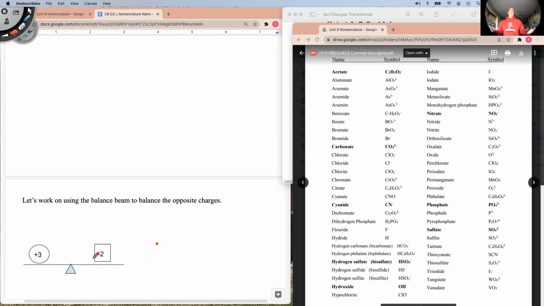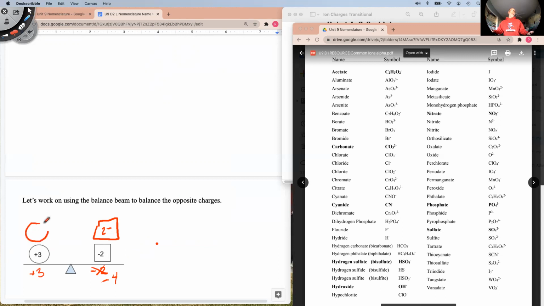So a +3 and a -2 doesn't add up to 0. It adds up to a +1. So we can only add circles worth +3 and squares worth -2. Right now, they're not balanced because it's a +3 to a -2. So that doesn't work. Let's add another square. That square has to be worth a 2- charge. But now we have a -4 on this side of the balance beam and a +3 over here.